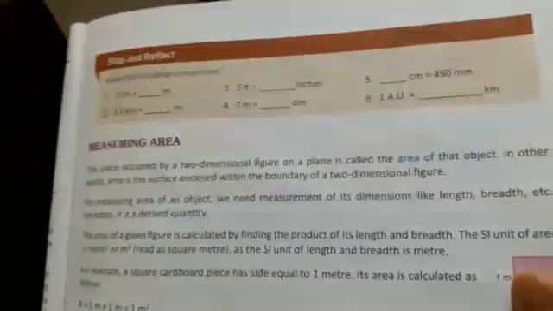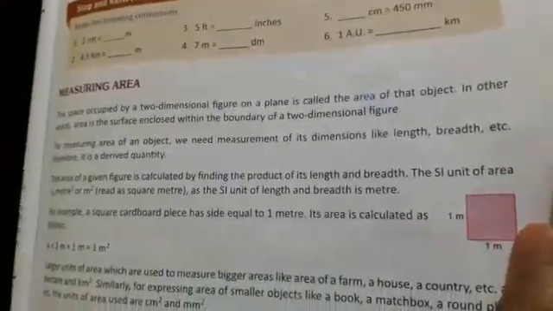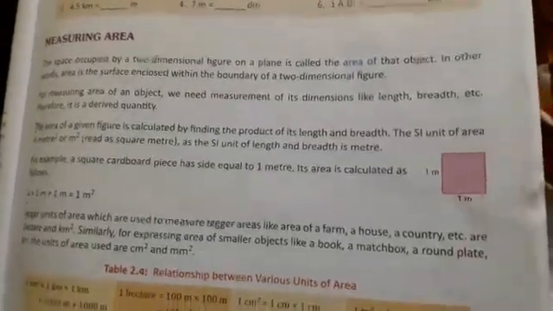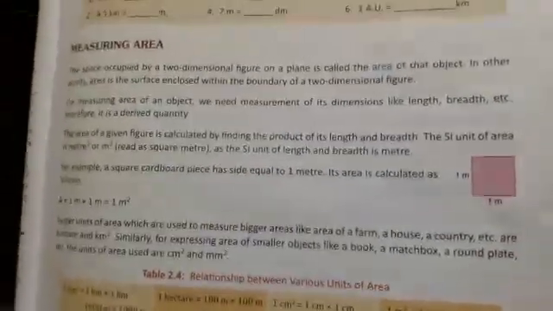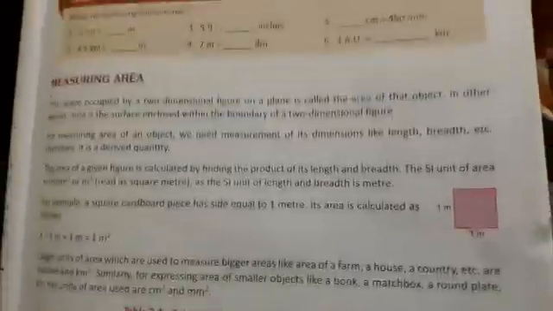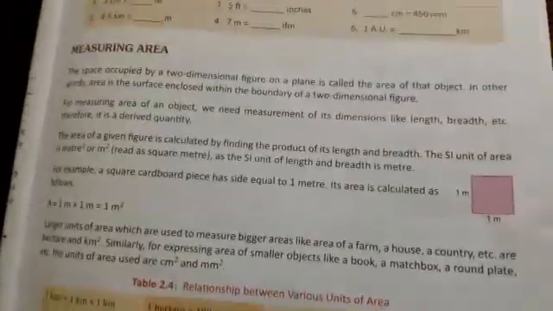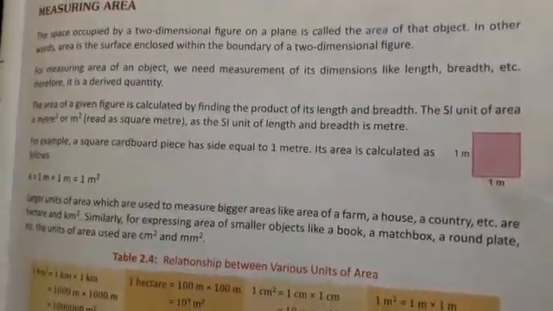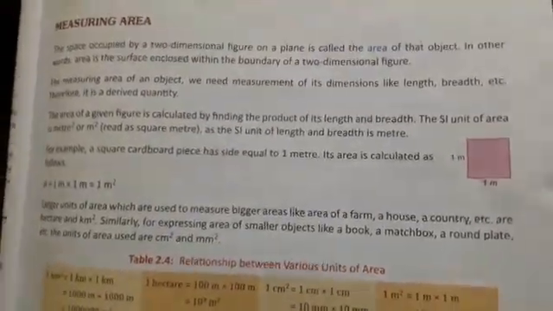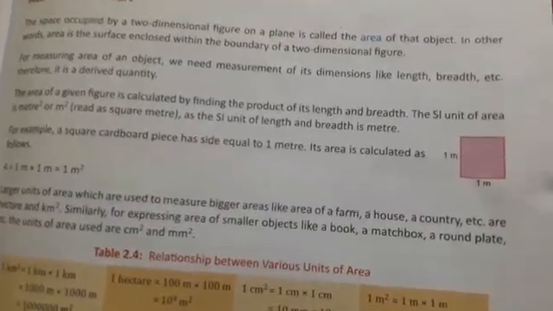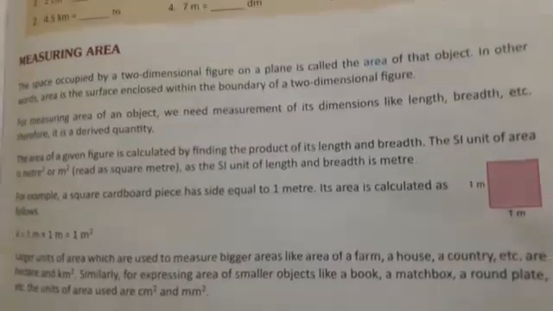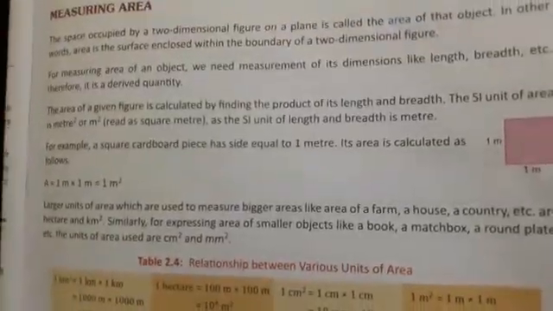Let us see. The space occupied by a two-dimensional figure on a plane is called the area of that object. In other words, area is the surface enclosed within the boundary of a two-dimensional figure. For measuring the area of an object, we need measurements of its dimensions like length, breadth, etc. Therefore, it is a derived quantity. Now, the area of a given figure is calculated by finding the product of its length and breadth. The SI unit of area is meter square.